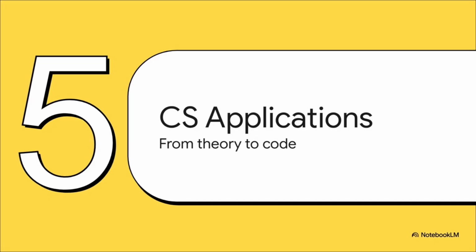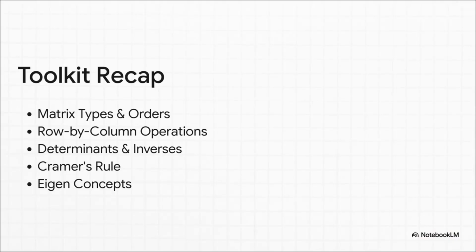All right, Section 5, Conclusion and CS Applications. We need to summarize this awesome toolkit and connect it directly to the lab work you are doing right now in your degree. Let's do a fast-paced recap of what we've achieved. You've now got a rock-solid conceptual grasp on the different types of matrices. You know how to execute that row-by-column dive for operations. You understand the DNA test of determinants, how to build inverses, how to run the Cramer's rule algorithm, and you even know the directional magic of eigenconcepts.